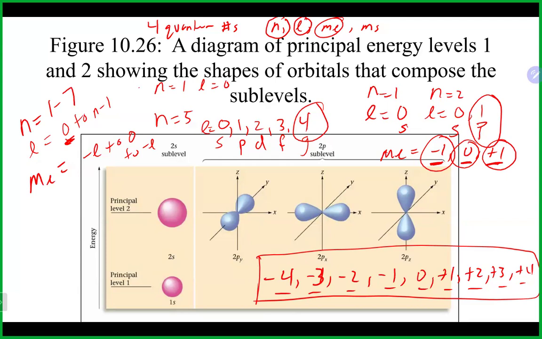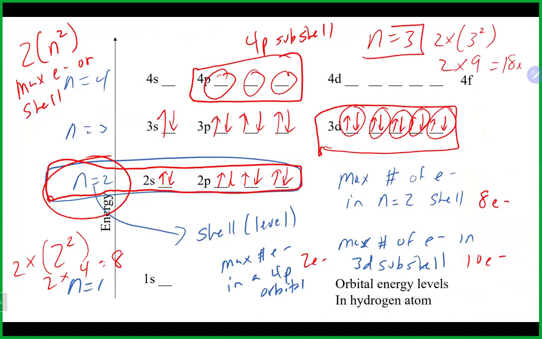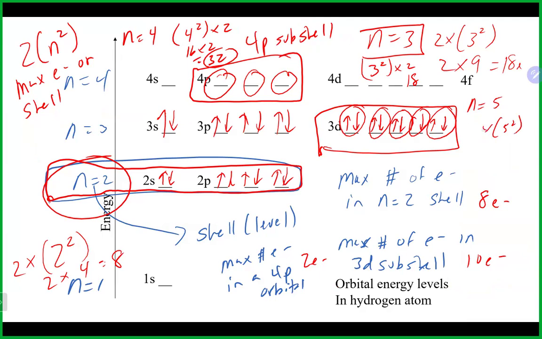So think about the number difference between n equals 3, which is 3 squared times 2, or 18, and n equals 4, which is 4 squared times 2, which is 16 times 2, or 32 electrons on that energy level. Now we get to n equals 5, which is 5 squared times 2, which is 25 times 2, which is 50 electrons. The difference between 50 and 32 is those 18 electrons that can technically go into those 9 g orbitals we just talked about.